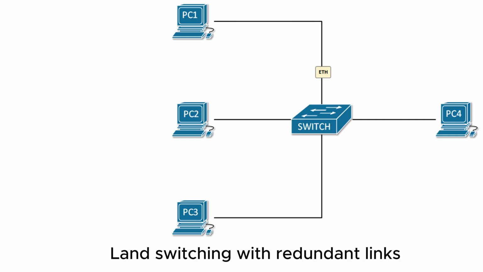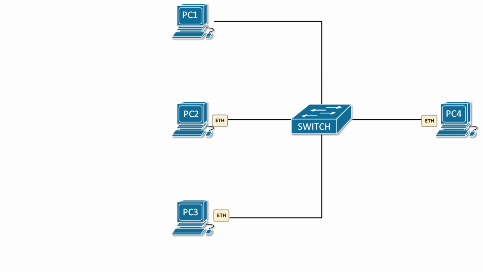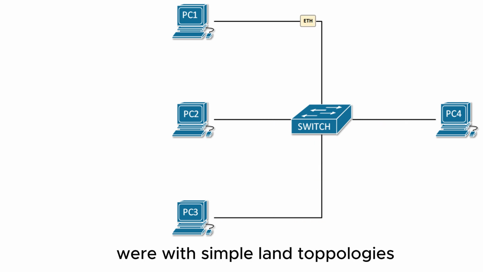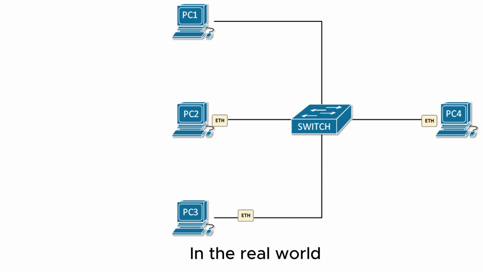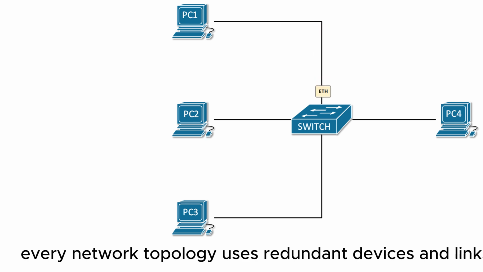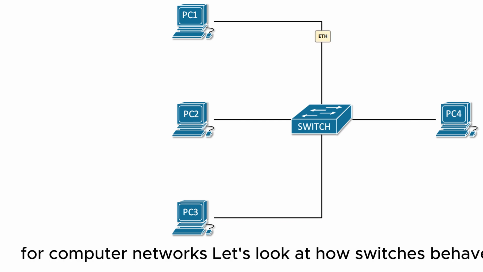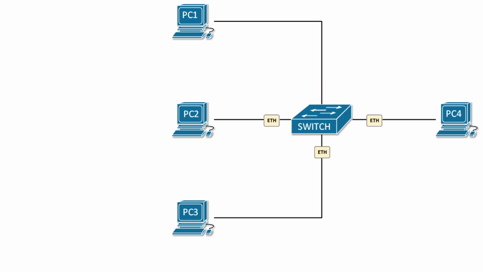LAN switching with redundant links. All LAN switching examples up until now were with simple LAN topologies. In the real world, every network topology uses redundant devices and links because availability is paramount for computer networks. Let's look at how switches behave when there are redundant links.